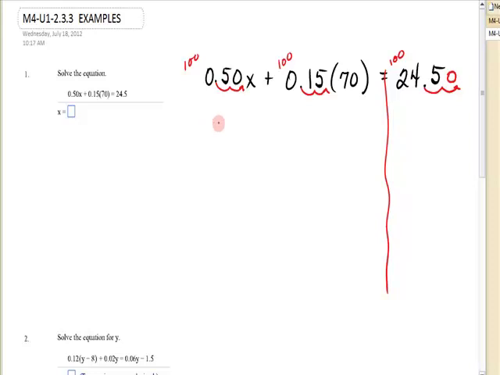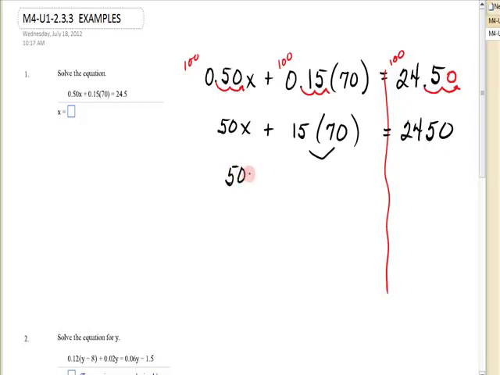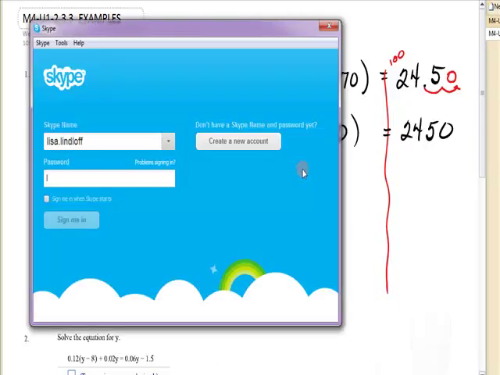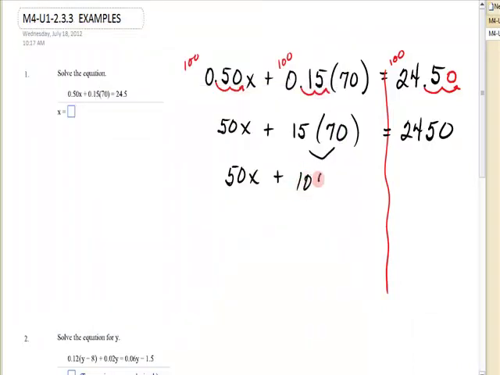So if I rewrite what I've got, 50x plus 15 times 70 is equal to 2,450. Now I don't have any decimals anymore. And I really did the same thing I did with fractions, except picking the LCD of 100 made it very easy. All right, I'm going to go ahead and multiply these. I've got my calculator off to the side. And that gives me 50x plus 1050 is equal to 2450.